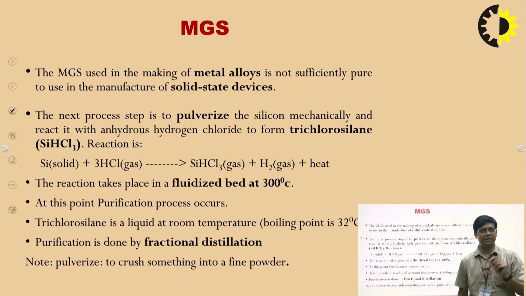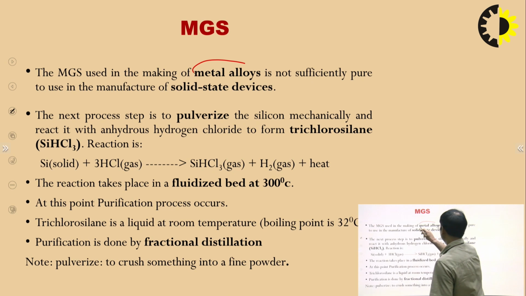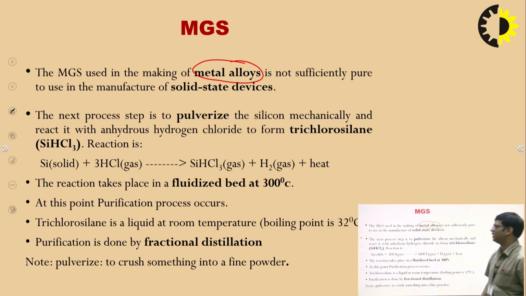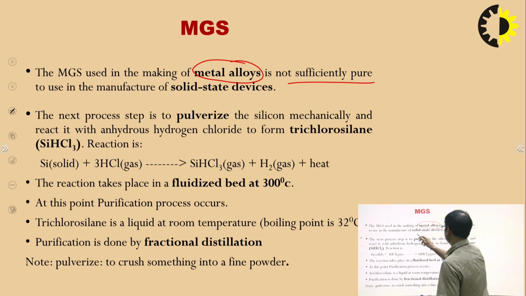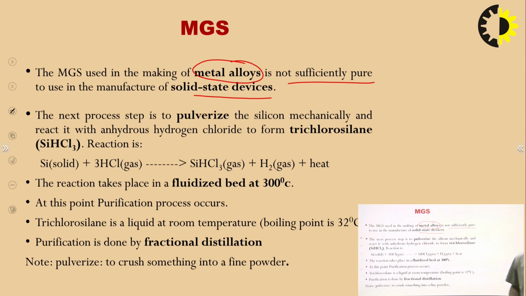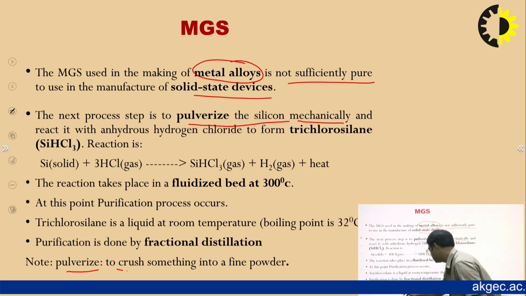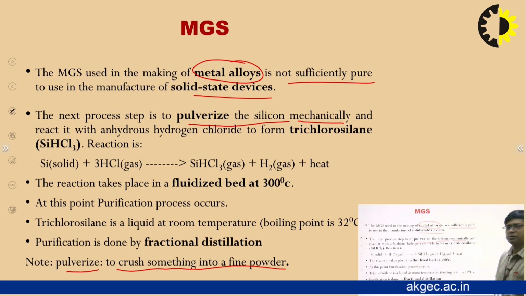Now this MGS, which has a purity of 98%, is good enough to be used in making metal alloys, but not sufficiently pure in the manufacturing of solid state devices. Now to get EGS from MGS, the first step is we have to pulverize the silicon mechanically. Now what is pulverize? Pulverize is to crush the silicon into fine particles.